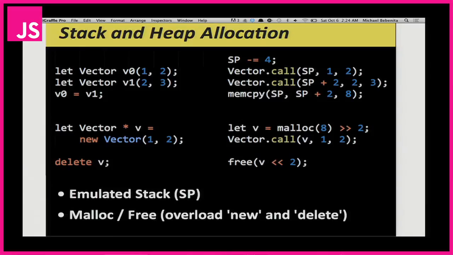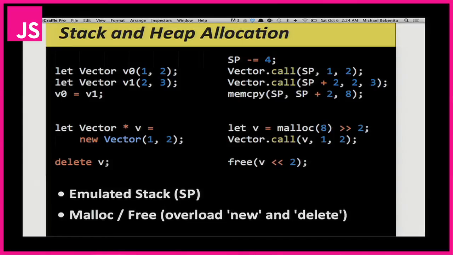You can do stack and heap allocation of structs. So you can, for example, write code like let vector v0, and then you can call a constructor. By the way, on the right-hand side, on your right, is what we compile to, and on the left is LLJS code. So you can declare, for example, 2 vectors on the stack. And if you want to assign one vector to another, since these are value types, we just emit a memcopy operation.